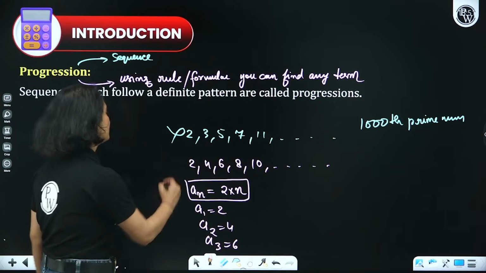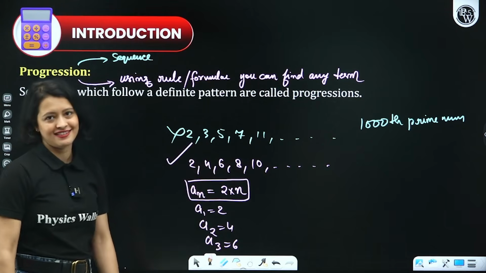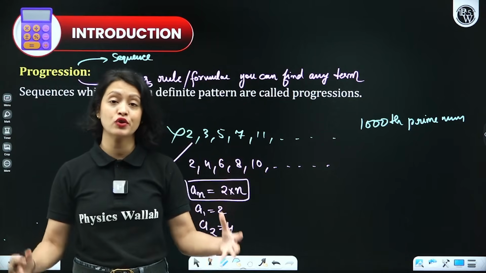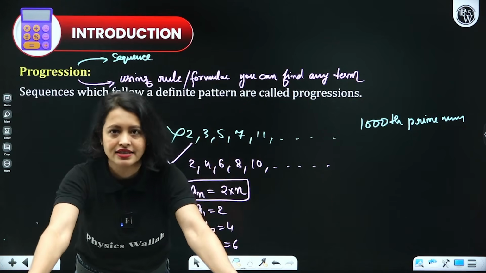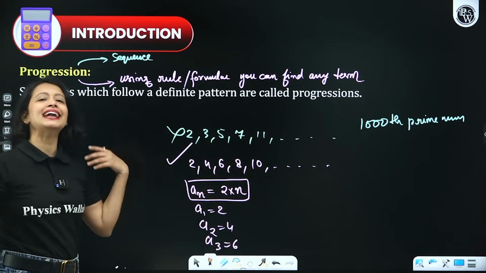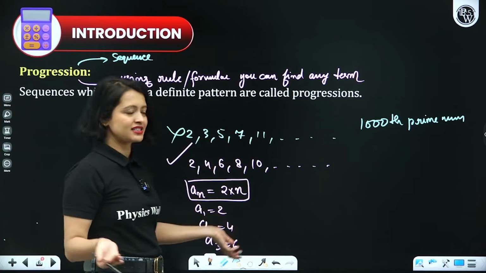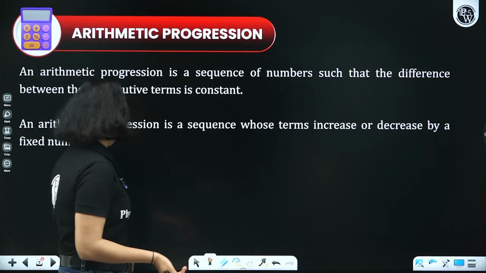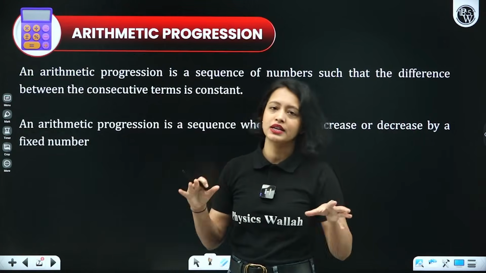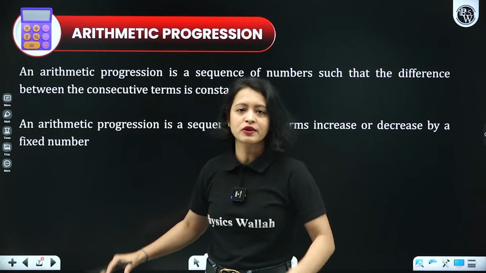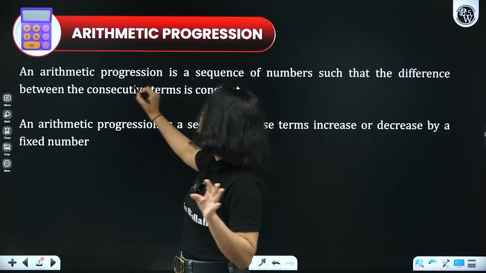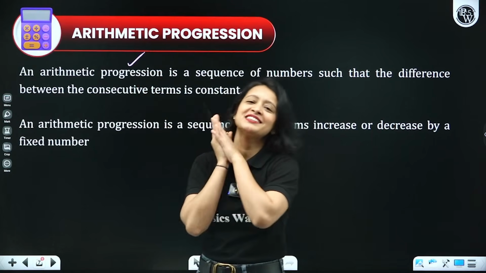So this here, people, is a progression. So I hope now if somebody asks you the difference between sequence and progression, you can tell that difference. So in a progression, we can always find a rule to get any term of that sequence. Now we have different types of progressions, but we are not going to waste any time on discussing all the different types of progression because we only have one progression in our syllabus, that is arithmetic progression. Let's start the chapter, everyone.